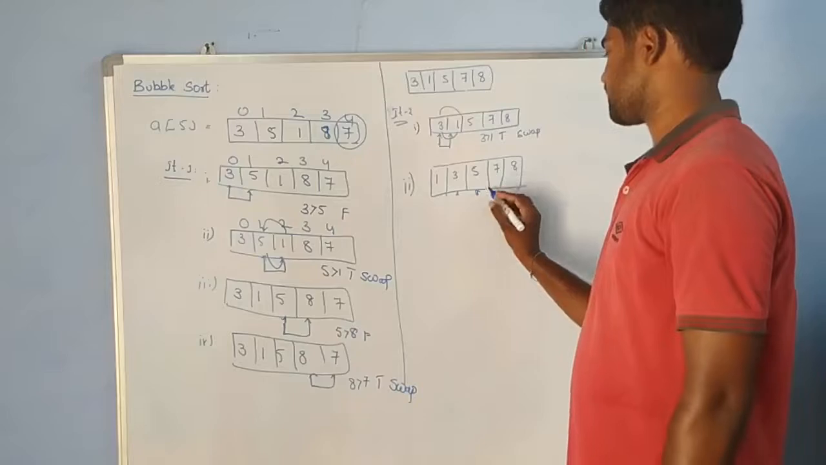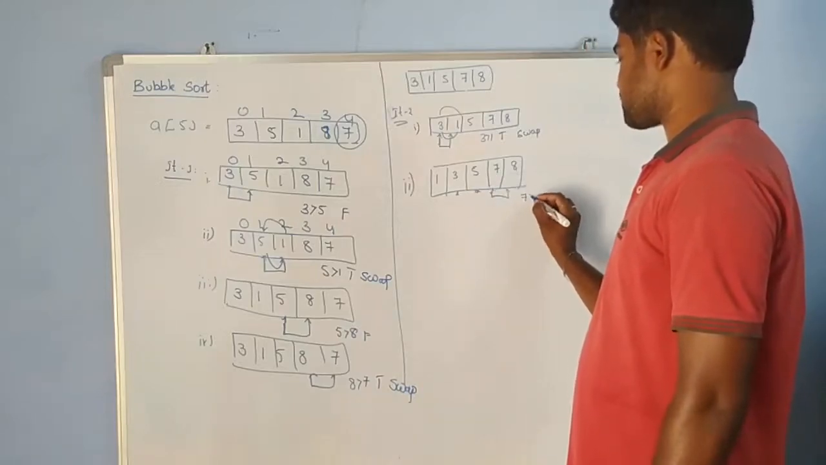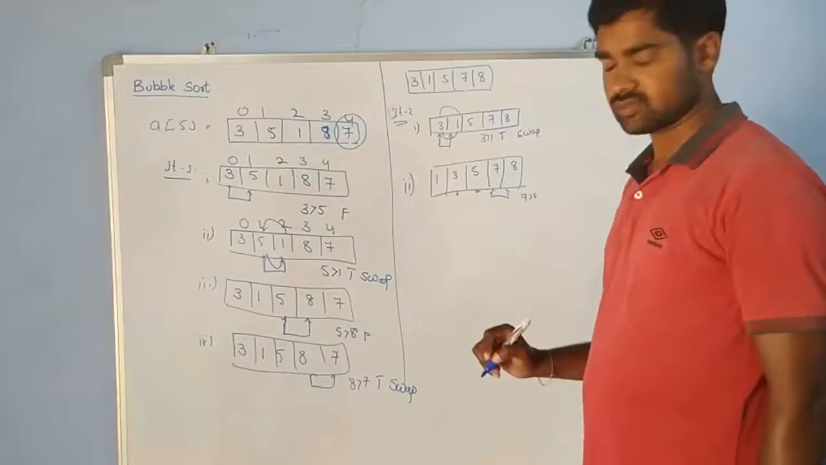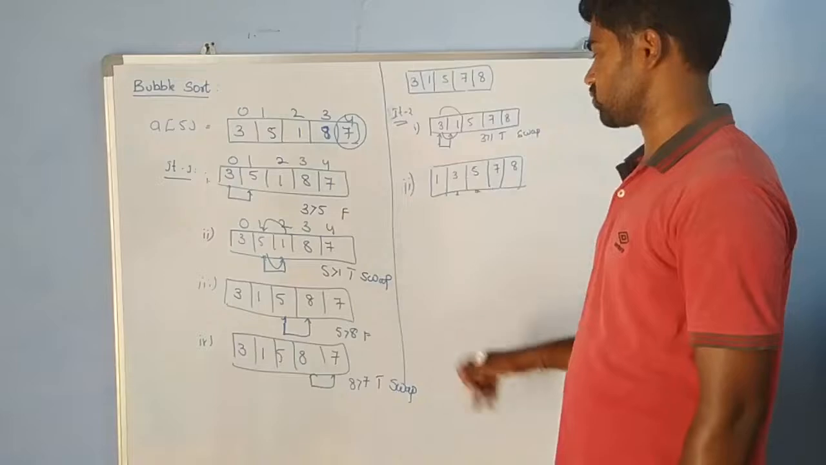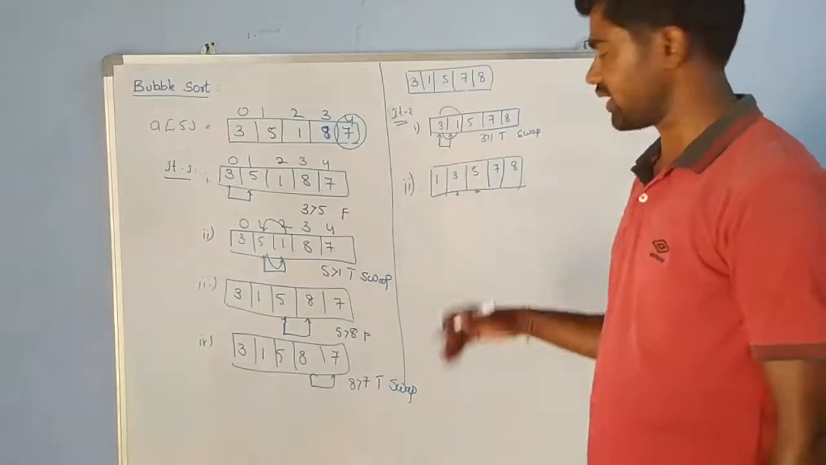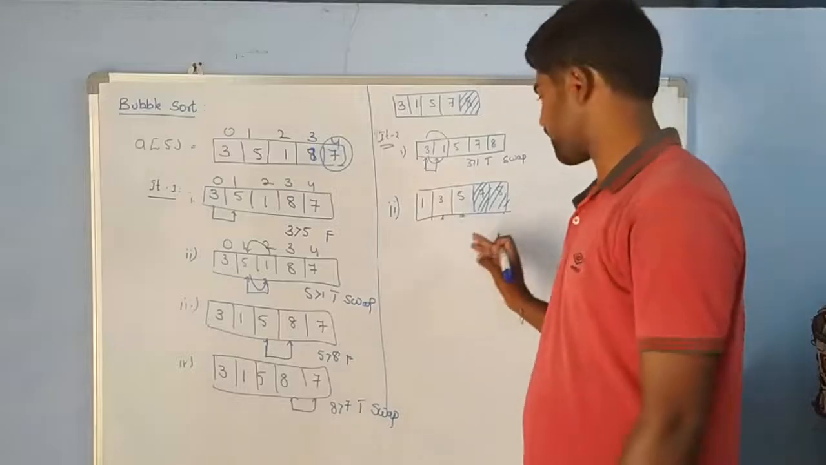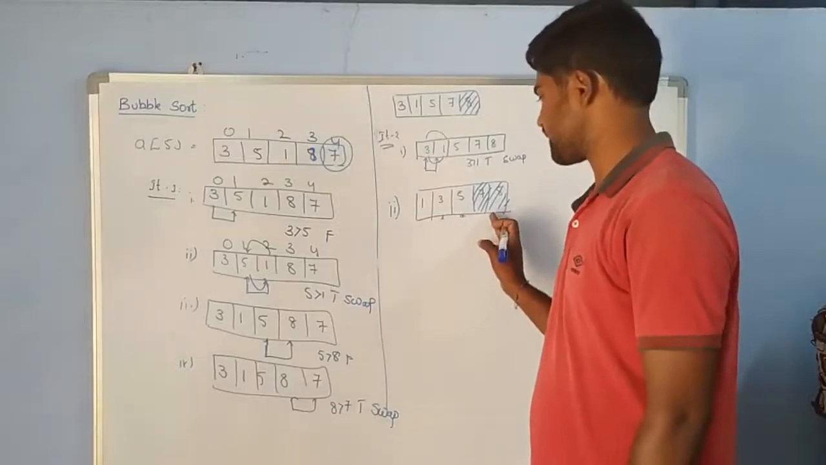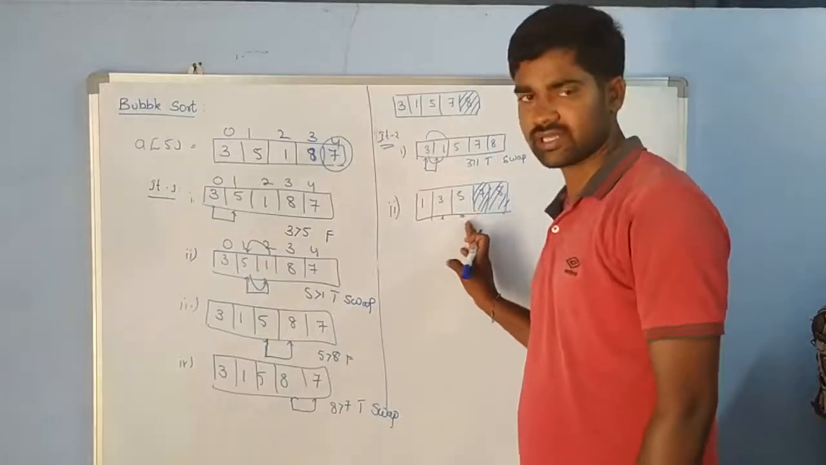Next, what is the next element here? 7 is greater than 8. Condition true or false? Condition will be false. Now we are going to terminate iteration number 2. Iteration number 2 is completed. So by this iteration number 2, what do you observe here? The last index and the index before the last are already sorted.